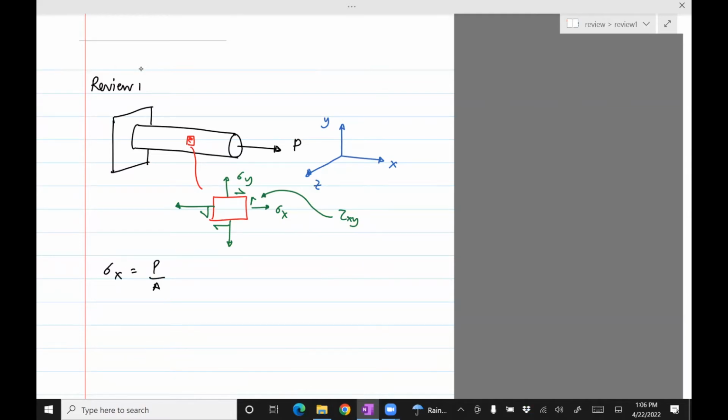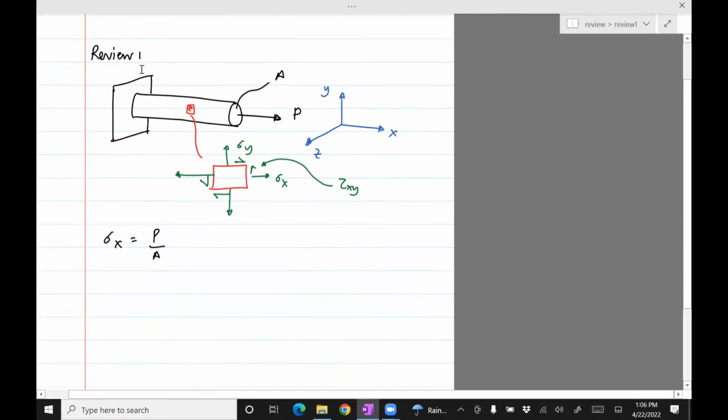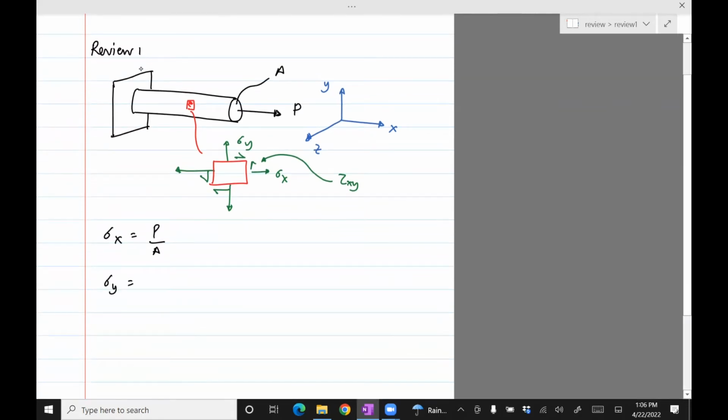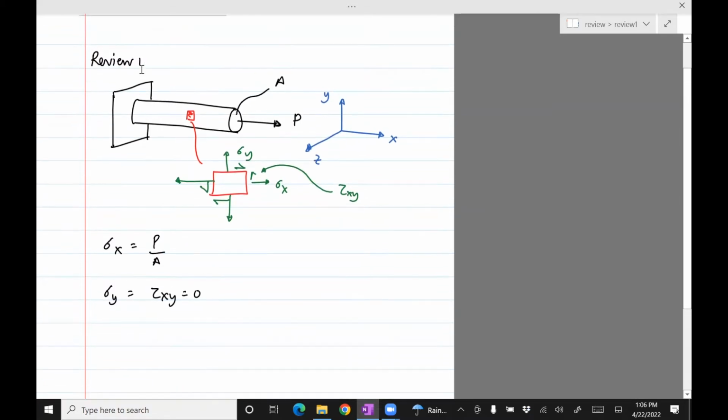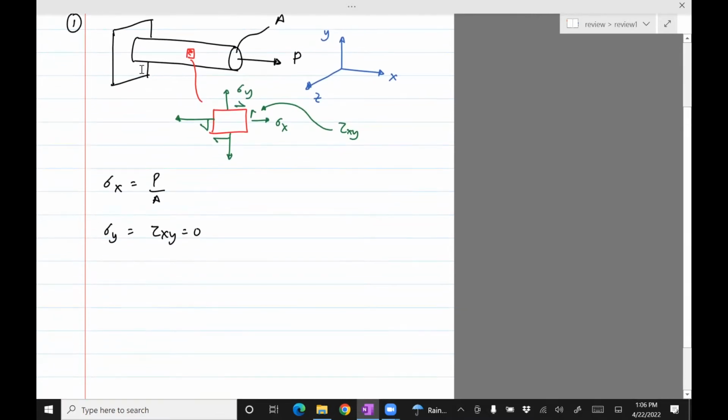P divided by the cross-sectional area. The cross-sectional area is the area of the circle. And then sigma y equals tau xy is 0. Okay, so note that I wrote tau xy and not something else because that plane element is in the xy plane. Okay. The second thing is torque. So these are the easier ones. The harder ones are probably the moment and due to shear.